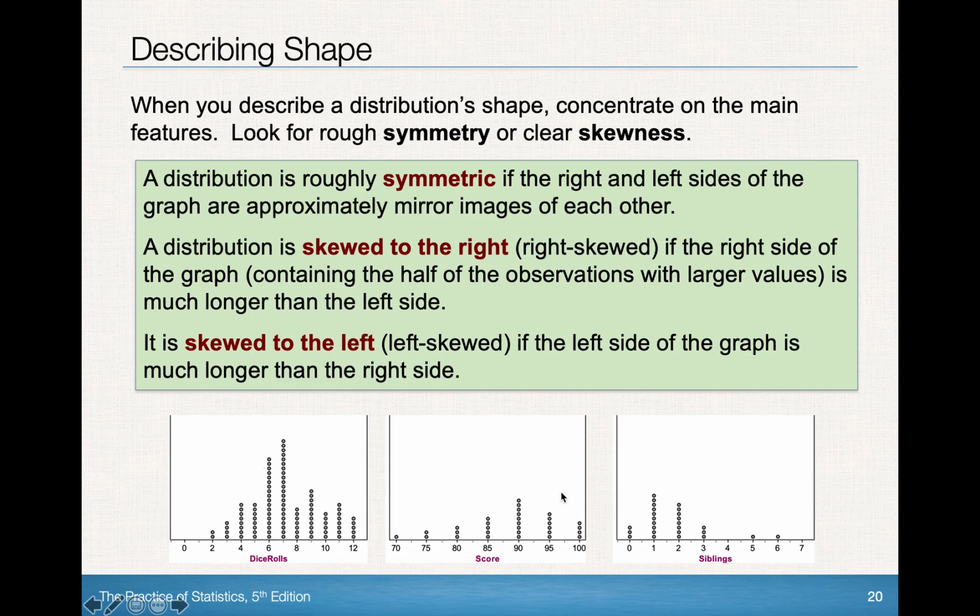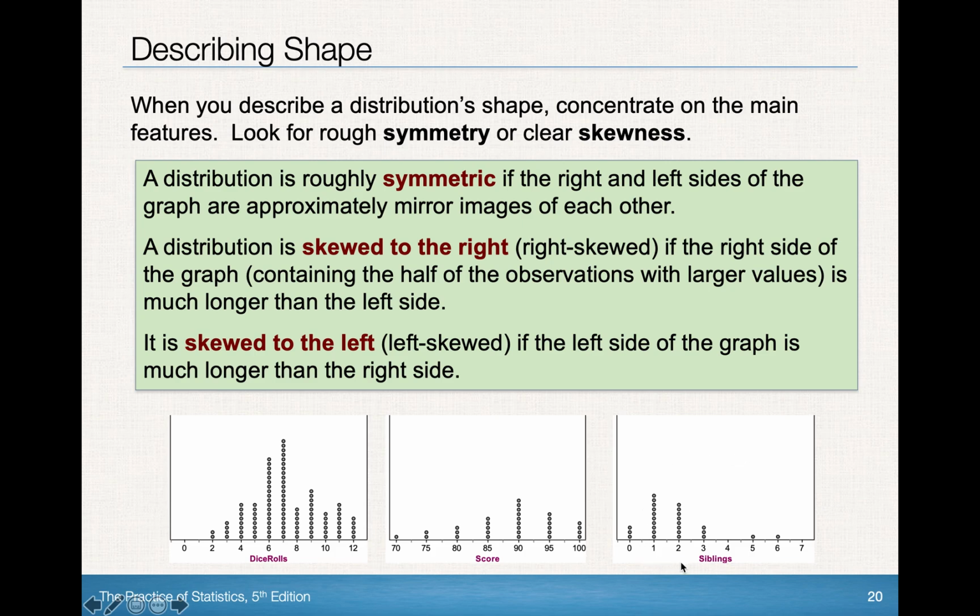This data in the middle is skewed to the left because there are more values to the right, so the skewness is where there are fewer values. So this is skewed to the left, and skewed to the right means that there are more values to the left and fewer values to the right.